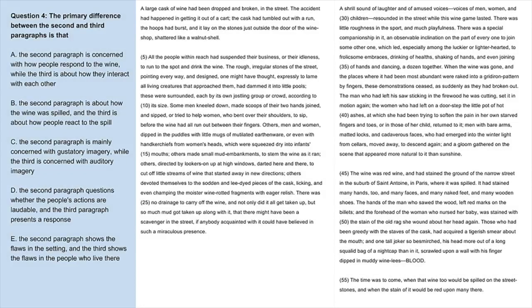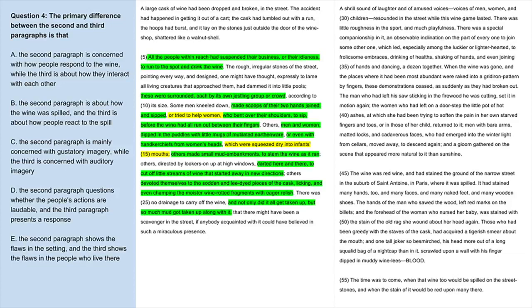Question 4. The primary difference between the second and third paragraphs is that what? So if we look at these answers, we can see that this is pretty straightforward. A, the second paragraph is concerned with how people respond to the wine, while the third is about how they interact with each other. If you look at the second paragraph, you'll see that even though it mentions a little interaction, men helping women here, the women with the infants, overall, it shows the way people respond to the wine. The third paragraph, on the other hand, is heavy on people's interactions with each other.